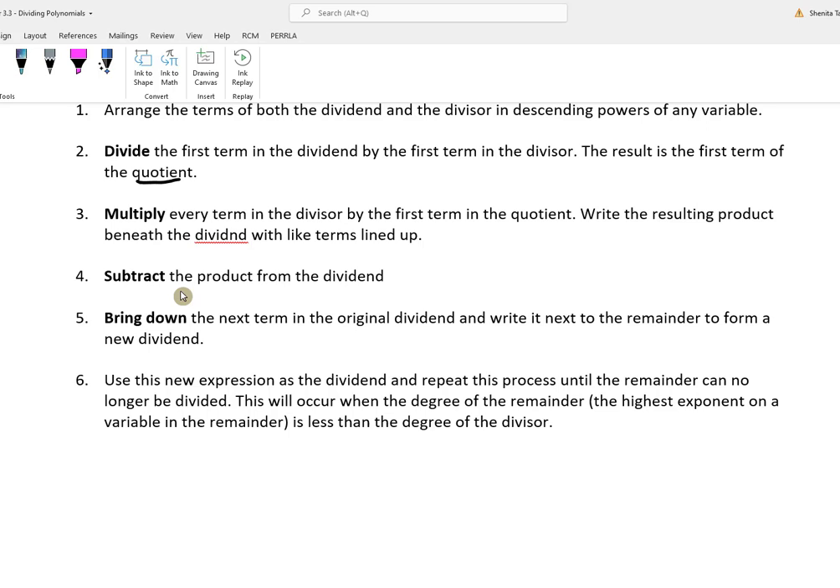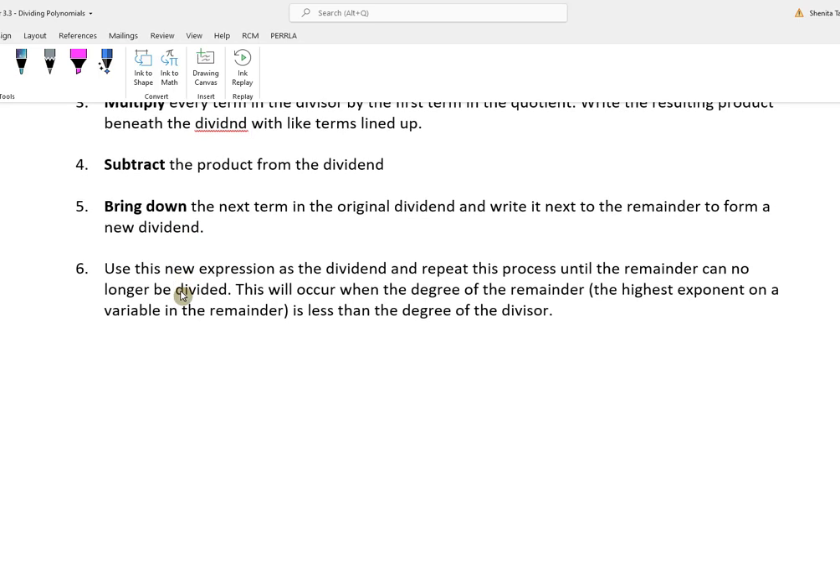Bring down the next term in the original dividend and write it next to the remainder to form a new dividend. And use this new expression as the dividend and repeat this process until the remainder can no longer be divided. This will occur when the degree of the remainder, the highest exponent on the variable in the remainder, is less than the degree of the divisor.